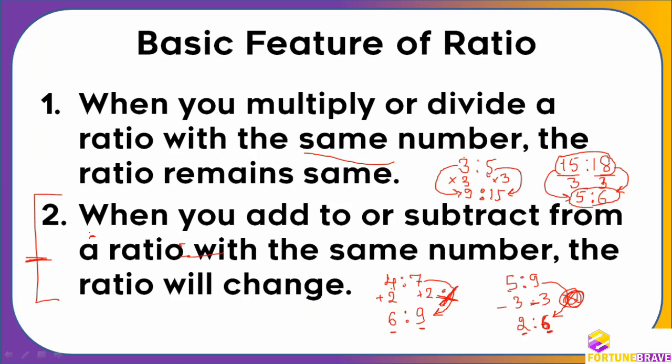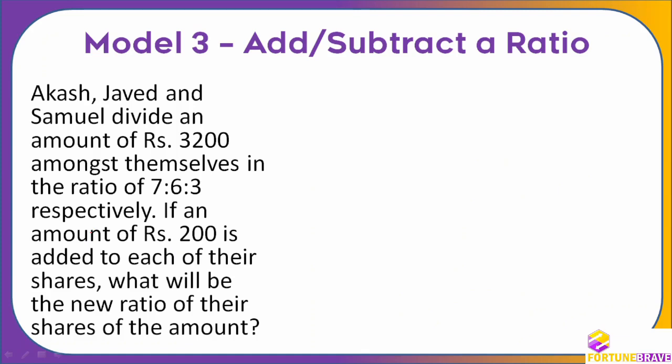Okay, so let us take the question, model number 3, add or subtract a ratio. The question is in front of you. Akash, Javed and Samuel divide an amount of rupees 3,200 amongst themselves in the ratio 7 is to 6 is to 3 respectively. If an amount of rupees 200 is added to each of their shares, what will be the new ratio of their shares of the amount? Now see this question. Till now we were solving what we were solving till here. Now we are going to solve next.